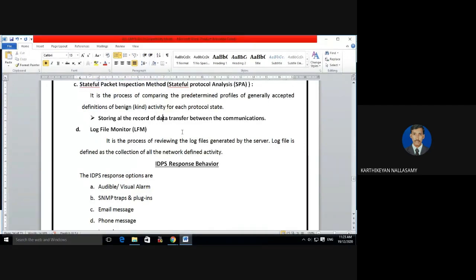You are going to maintain a log file, and also a log file monitor. It will be called LFM. LFM means that you are going to maintain some records once a person comes to access the information, and from your list of log files, you check whether there is any possibility of an attack. Each and every activity in a network has log files.